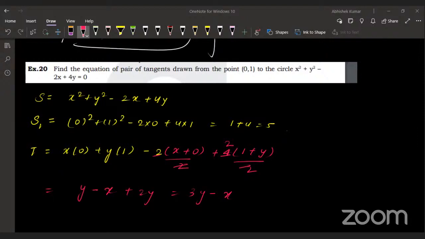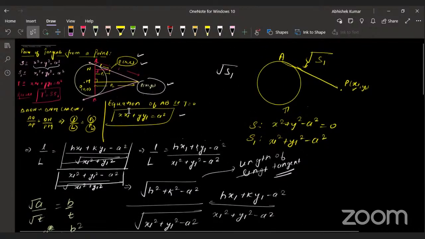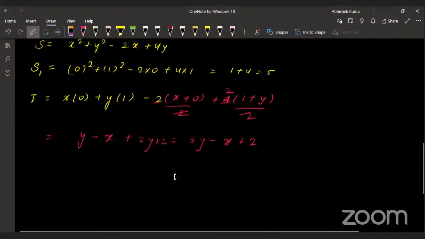Sir, in the proof the points we took were x, y, so I did not take 0, 1 as x, y. Sir, we took P as x1, y1. See, here it is. Okay, sir. So x1, y1 is this only, right?